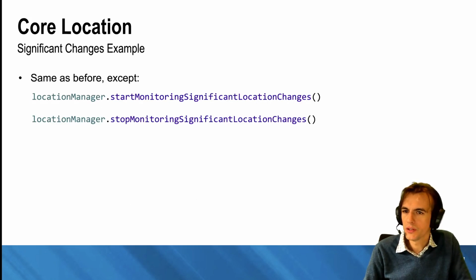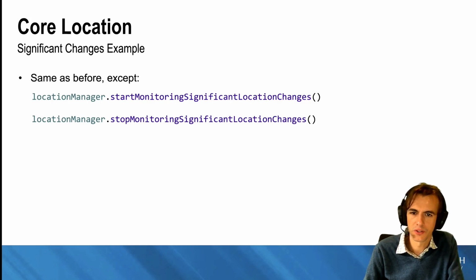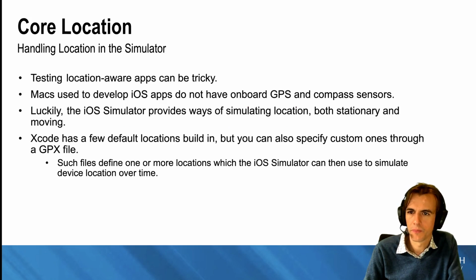The process for doing this is, instead of the start updating method we called before, it's start monitoring significant location changes, and the equivalent stop monitoring significant location changes.